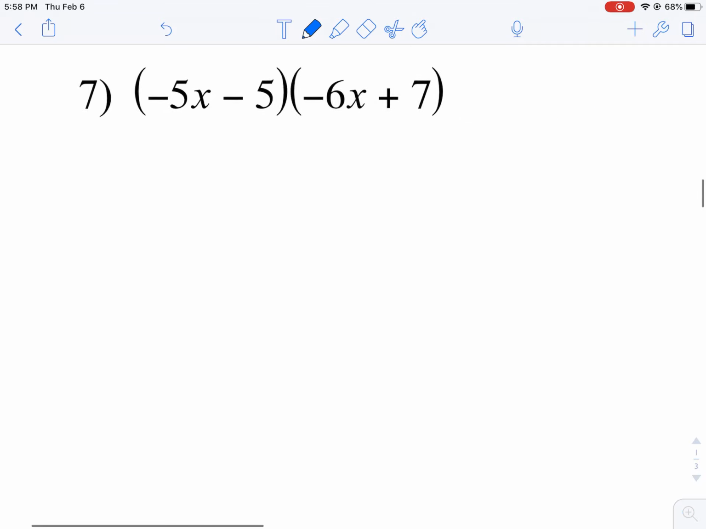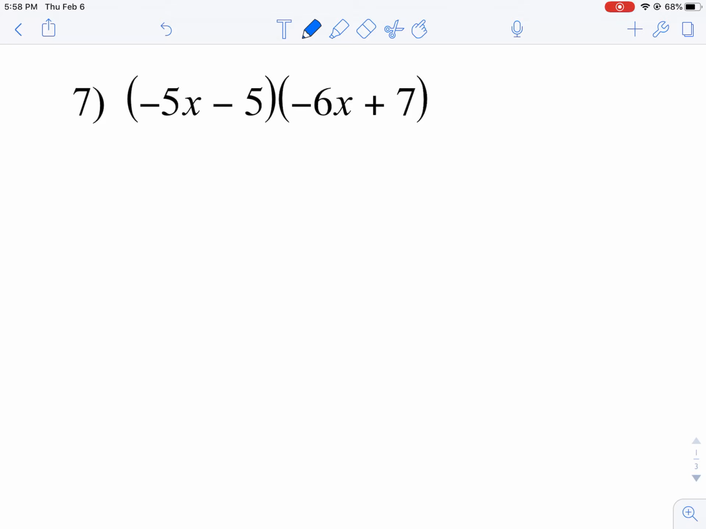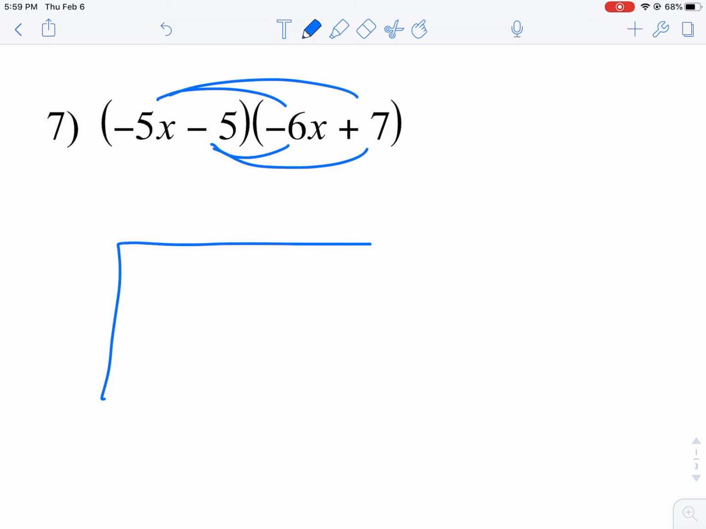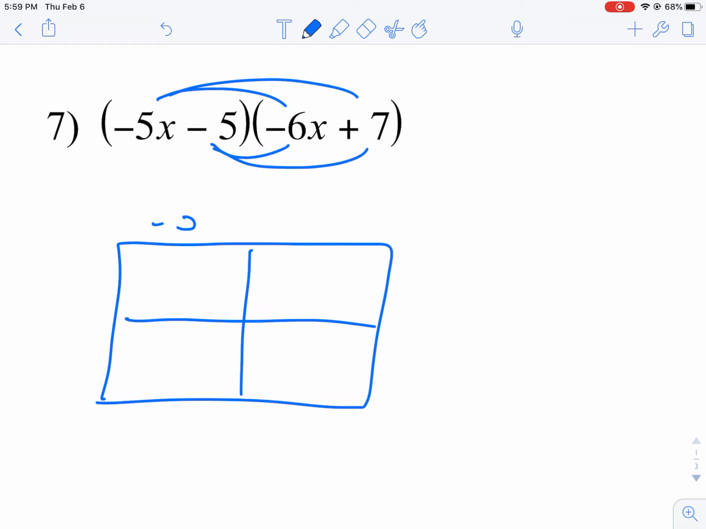For 7, now we're getting into binomial times binomial. This would be a problem where you either use FOIL or box method. For FOIL, essentially it's just make sure that each term from the first binomial multiplies to get to each term from the next binomial here. If you prefer box method, it just is the same thing. You're working with all the same terms. Negative 5x minus 5, and then down the side, negative 6x plus 7.